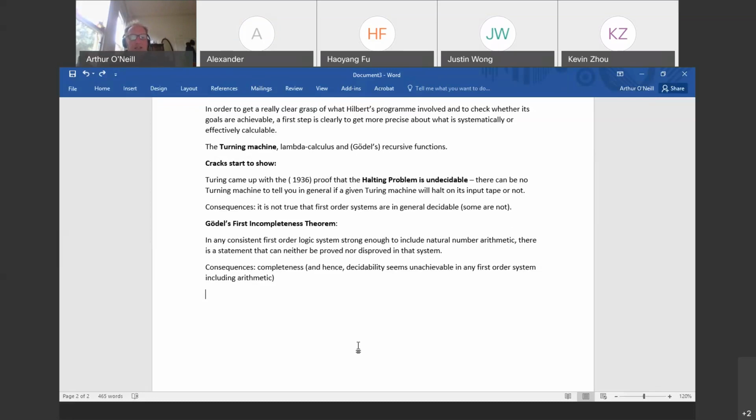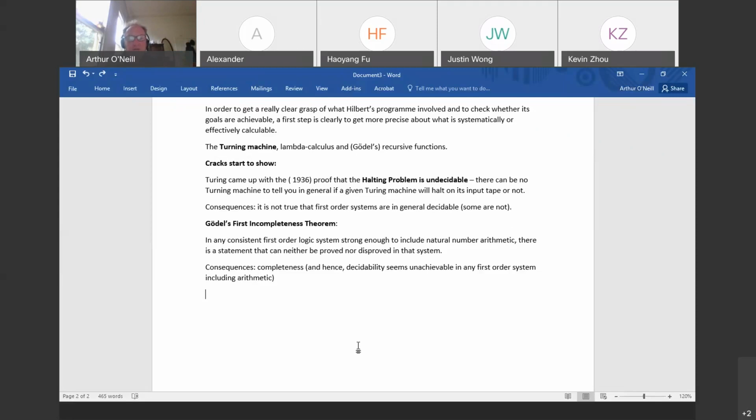says that in any consistent first order logical system that's strong enough to include natural number arithmetic, there's a statement that can't be proved or disproved by that system. So it's saying that first order arithmetic can't be complete. Because remember, completeness was about being able to prove all the truths of maths from your axioms. It turns out, well, you can't for any kind of system that includes arithmetic.